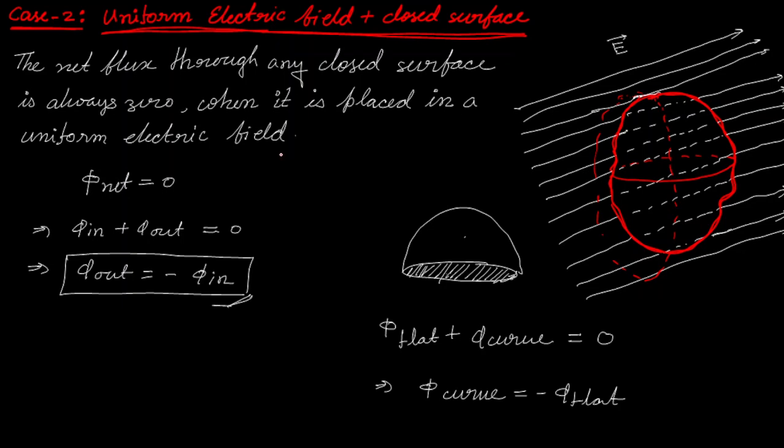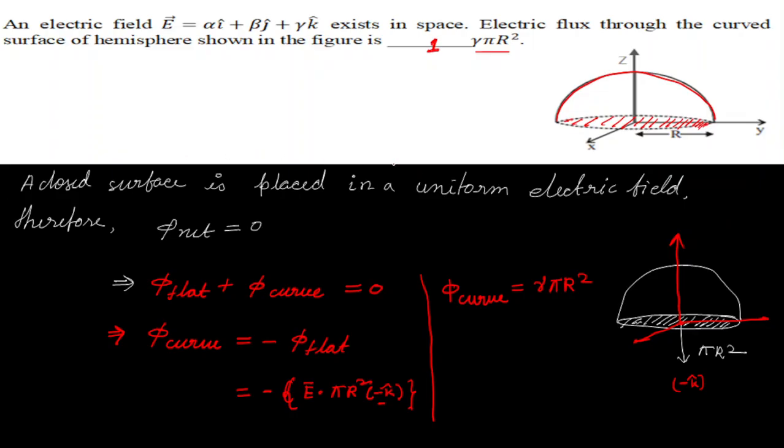In this case, if the examiner asks you for the total flux, then always, without checking anything, if you understood that the electric field is uniform and the surface is closed, then the total flux will always be 0. And if the examiner asks you, as we have solved here, the electric flux through the curved surface, only some portion of the surface, then you can use this concept to calculate the flux. Okay, now take a look at the third case.